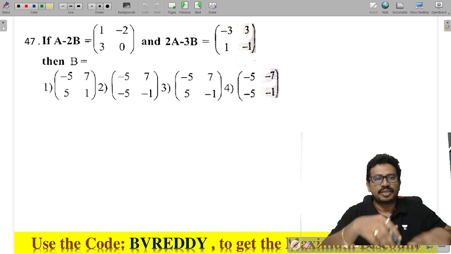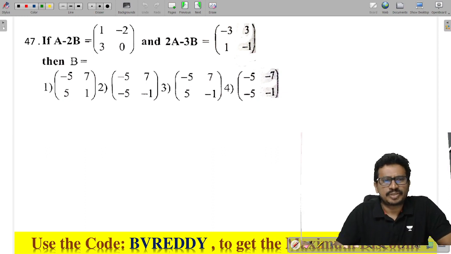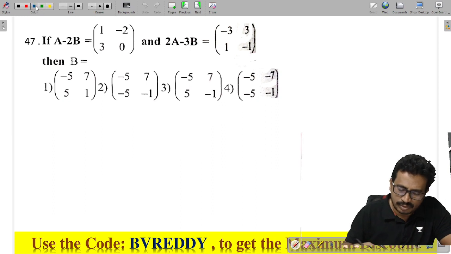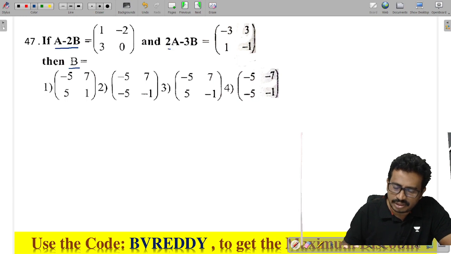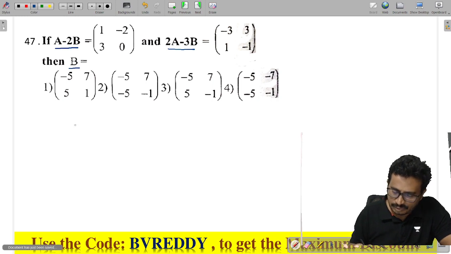Next, two matrices are given here. You see A minus 2B is given as this matrix, and 2A minus 3B is given. Now they are asking us to find what will be the B value. So we need to do things such that A must get cancelled. Here we have 2A minus 3B.